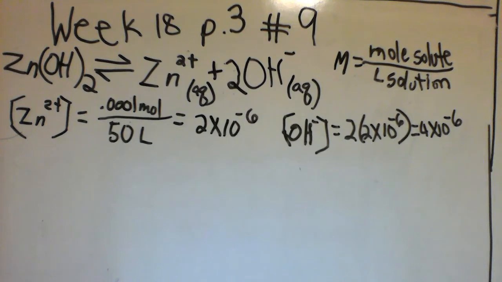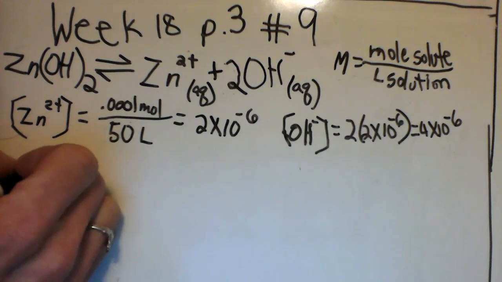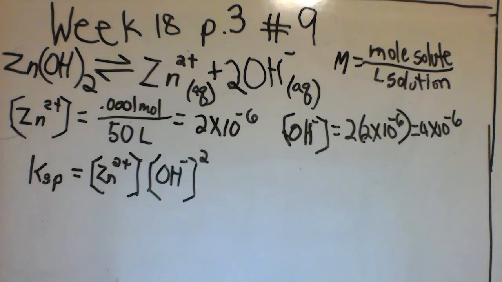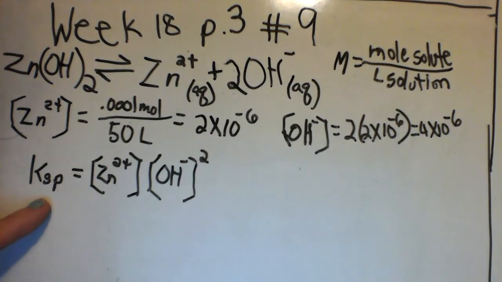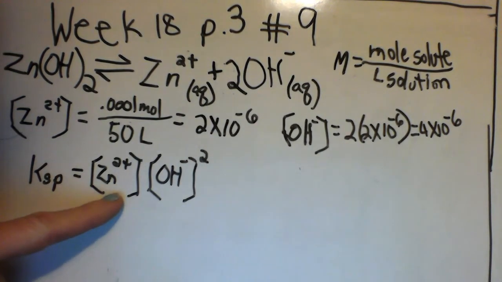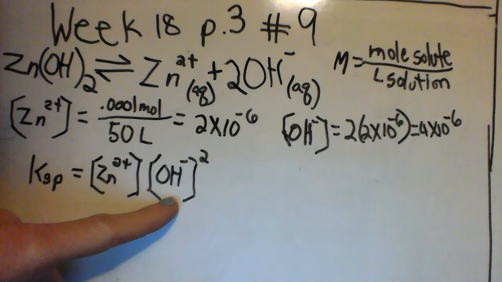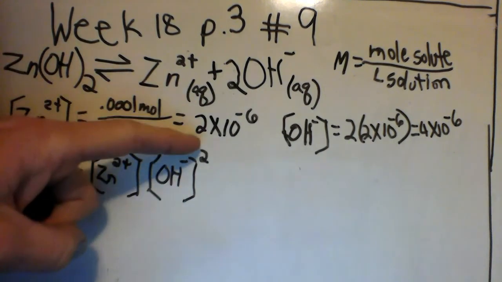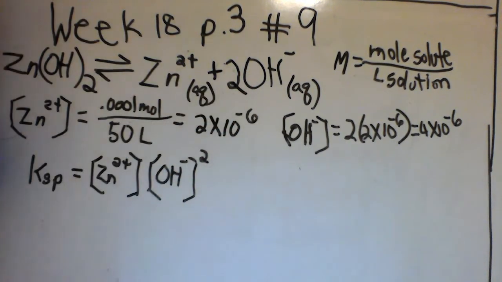Now we'll write a solubility product constant expression. So the solubility product constant expression is going to be the concentration of zinc multiplied by the concentration of hydroxide, which is squared because of the coefficient of 2 by the hydroxide in the equation.